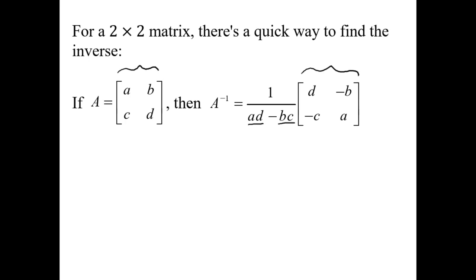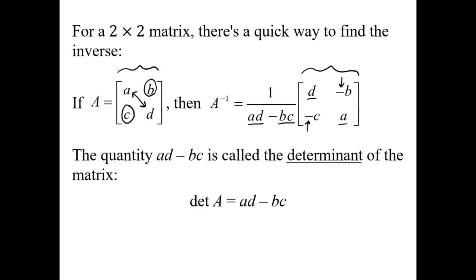So we have to multiply by a fraction and we have to rearrange stuff. Notice what's changing. The entries in the main diagonal just switch places, so the d and the a are in different places. The b and the c don't move, but they both change signs. They both become opposites. That's the idea. Again, not really any work to do, but this is the process for finding the inverse of a 2 by 2 matrix.